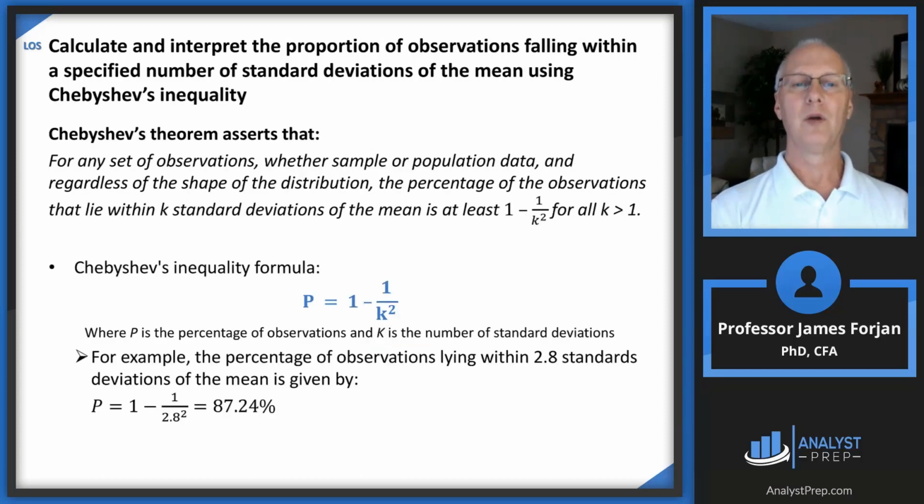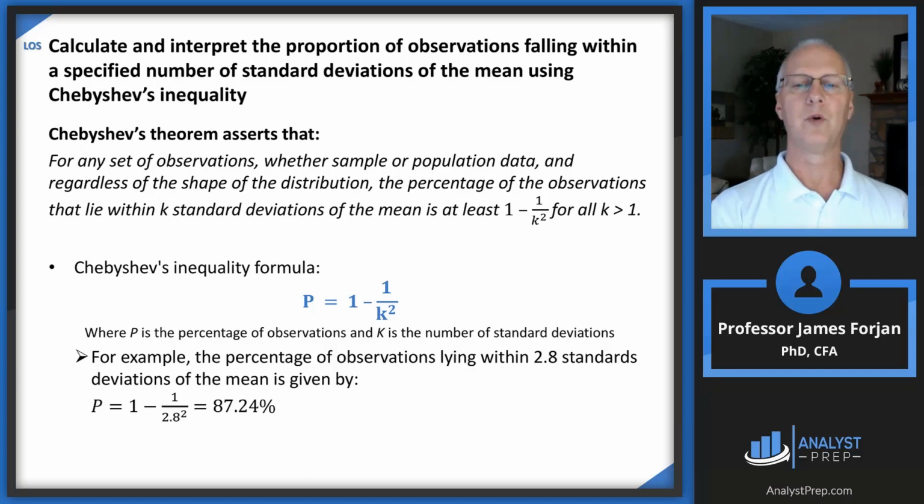So back here, what Chebyshev was interested in is if I have a mean and a standard deviation, how confident can I be that the observations are going to fall within a certain range? And so Chebyshev's theorem states that, I'm going to read this, for any set of observations, sample or population, and regardless of the shape of the distribution, that's important, the percentage of observations that lie within k standard deviations of the mean is at least 1 minus the reciprocal of k squared. All right, so there's Chebyshev's inequality formula, and there's an example there at the bottom.